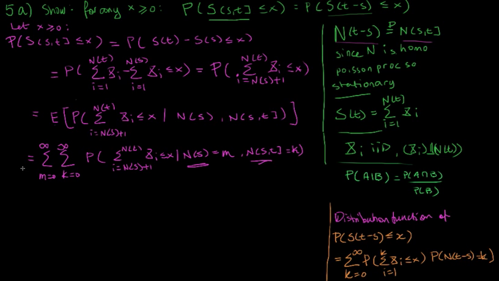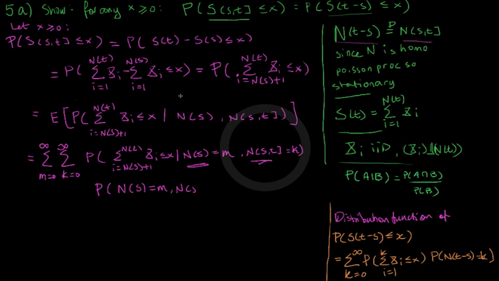Now, I know that this might seem a bit complicated, but just think about it. Actually what we're doing is we're just finding the mean value of something, and that's it. So these are the different outcomes, these are the different combinations, and we multiply each outcome by the probability that it will occur. So multiply by the probability that N(s) is equal to m, and that N(s to t) is equal to k. But recall that N(s) and the increment from s to t, N(s to t), are independent increments in the Poisson process.